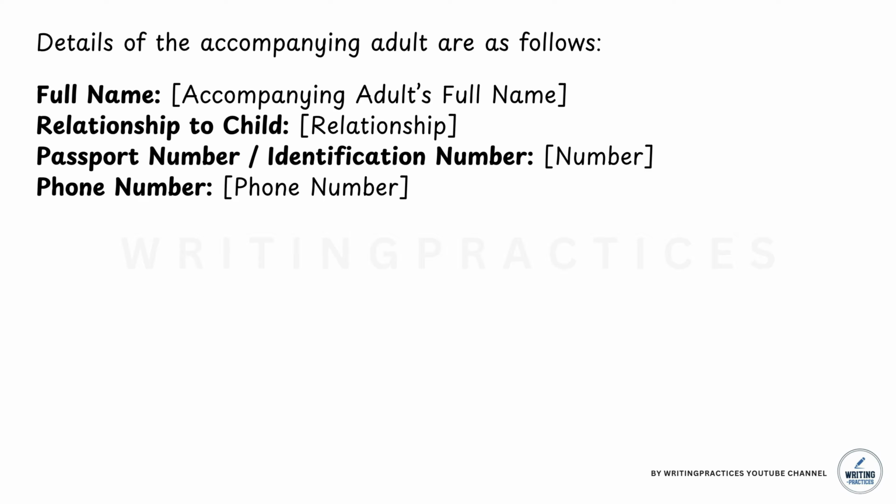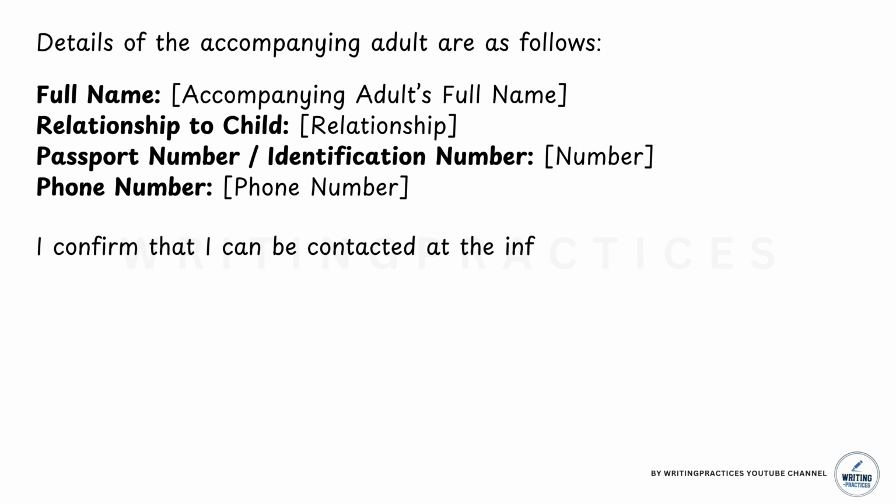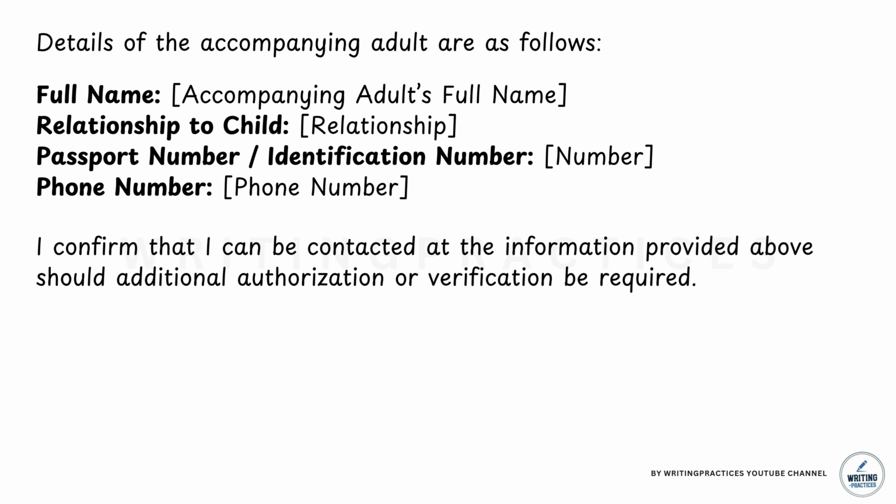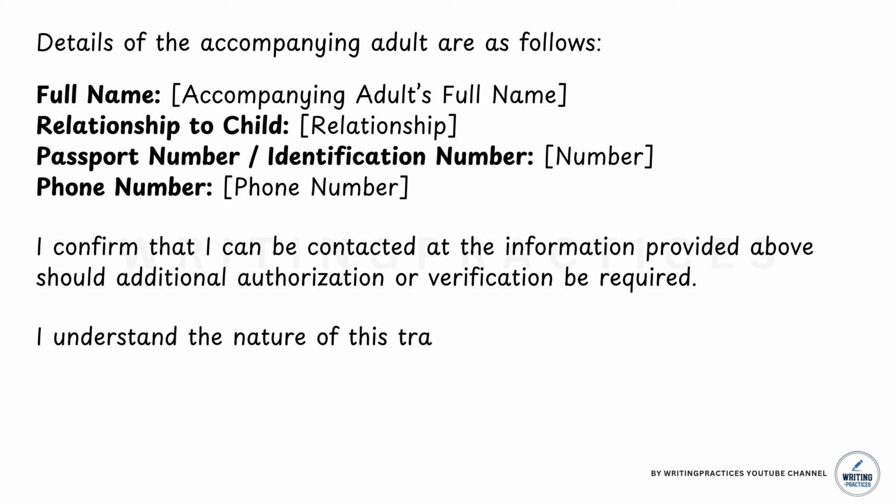Contact confirmation paragraph. This section confirms that the parent can be contacted. For example, I confirm that I can be contacted at the information provided above should additional authorization or verification be required. This reassures authorities that the parent is reachable if necessary. Pro tip, always provide active phone numbers and email addresses. Authorization statement. Here you formally confirm your consent. For example, I understand the nature of this travel and authorize the above-mentioned arrangements voluntarily and without reservation. This strengthens the legal validity of the consent. Pro tip, keep the wording clear and direct.